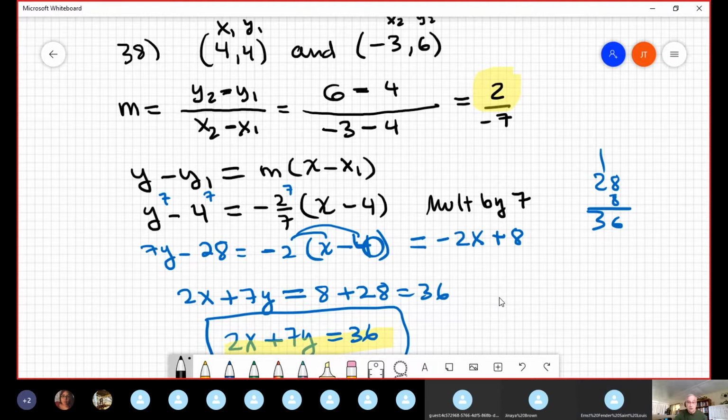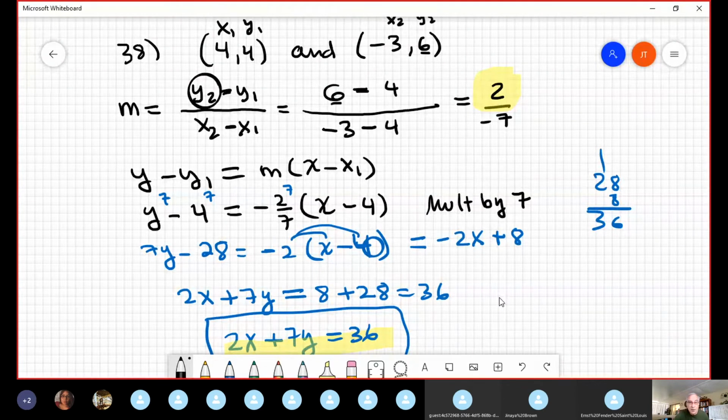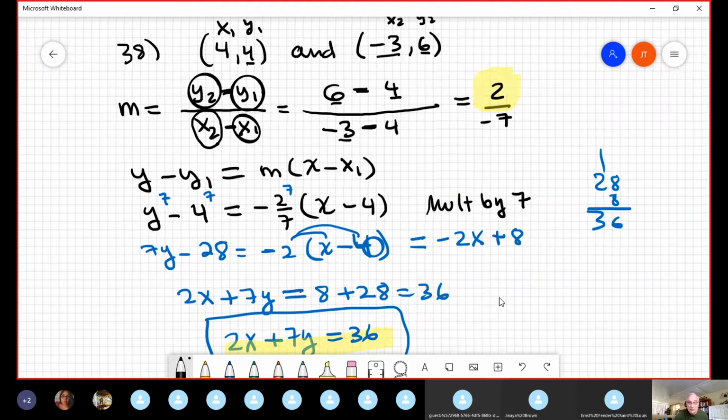Okay, look. This is the formula. But y2 is 6. I replace. And y1 is 4. I replace here. And on the bottom, x2 is negative 3. I replace here. X1 is 4. But I respect this negative. This negative is this negative. 6 minus 4 is 2. And negative 3 and negative 4 together. Remember, when you have the same sign, both negative, you add. And put the logical sign because both are negative.